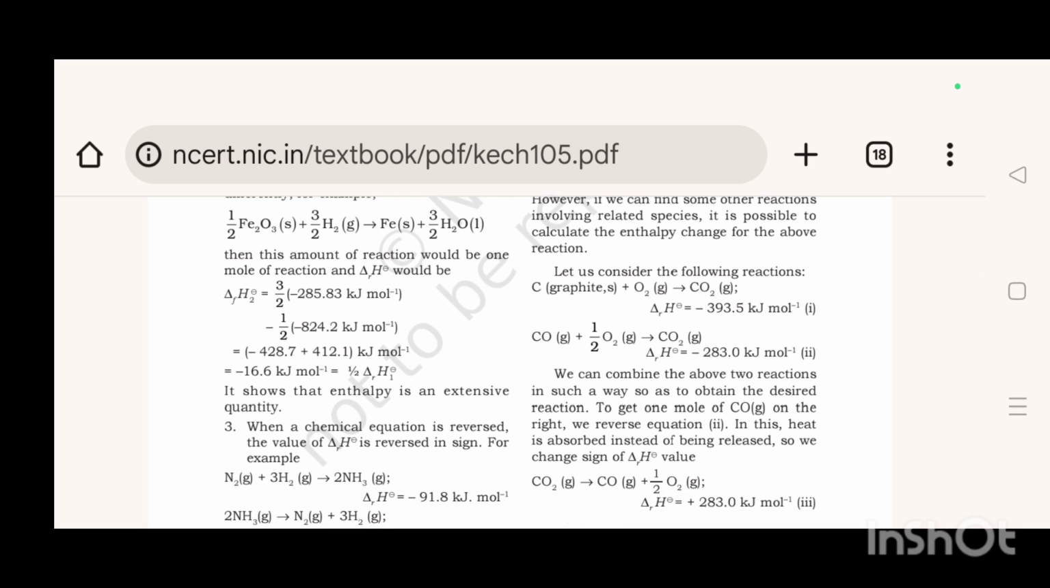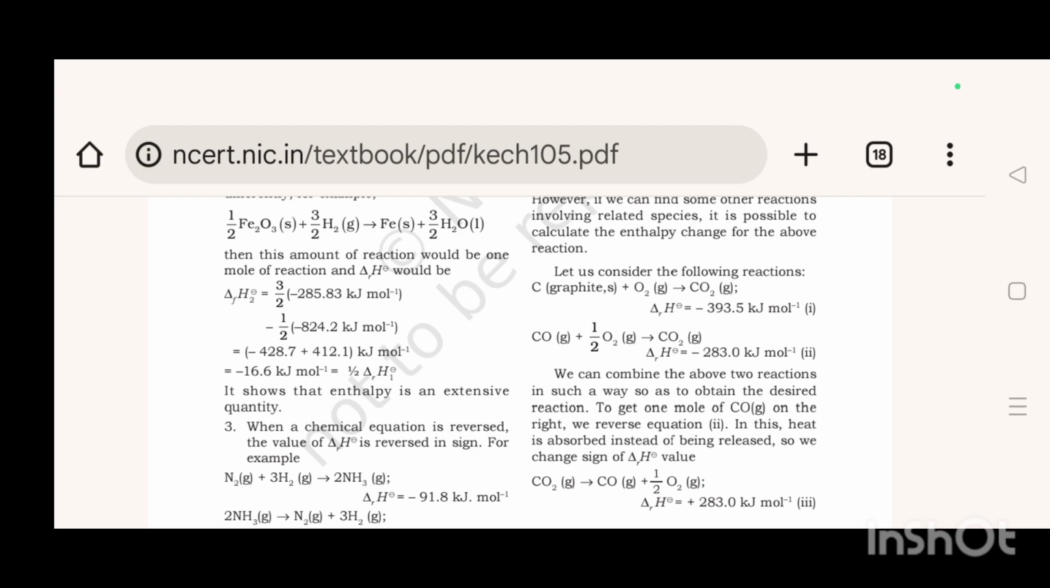C (graphite) plus O2 gives CO2, for which ΔH is minus 393.5 kJ mol⁻¹. CO plus half O2 gives CO2, and for this ΔH is minus 283.0 kJ mol⁻¹. We can combine the above two reactions in such a way as to obtain the desired reaction. To get 1 mole of CO on the right, we reverse equation 2. Heat is absorbed instead of being released, so we change the sign of the ΔrH value.